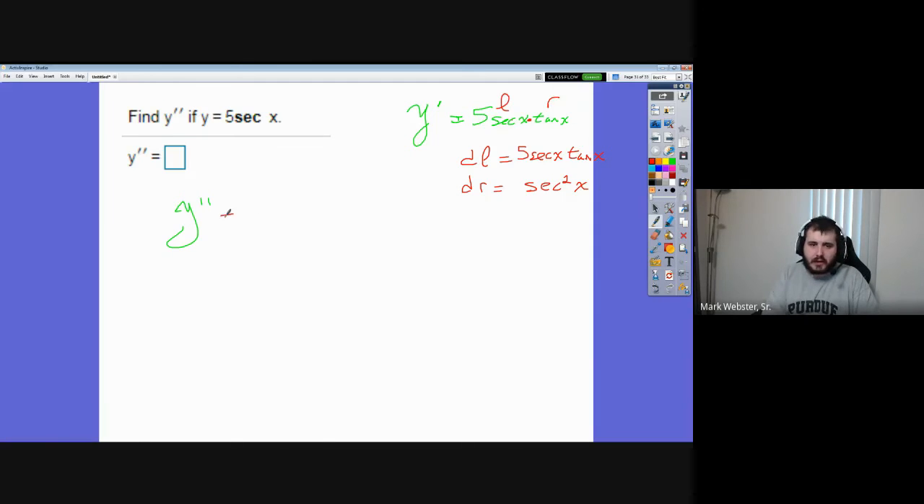Let's do it. Left d right, 5 secant x times, sorry, let me try that again. Left d right. 5 secant x times secant squared x, right? So we got 5 secant times secant squared is secant cubed, plus right d left. Tangent times secant tangent. Well, there's a 5 out there. 5 secant tangent.